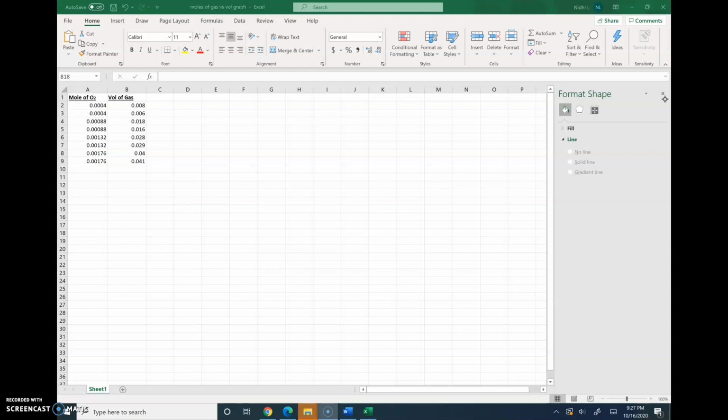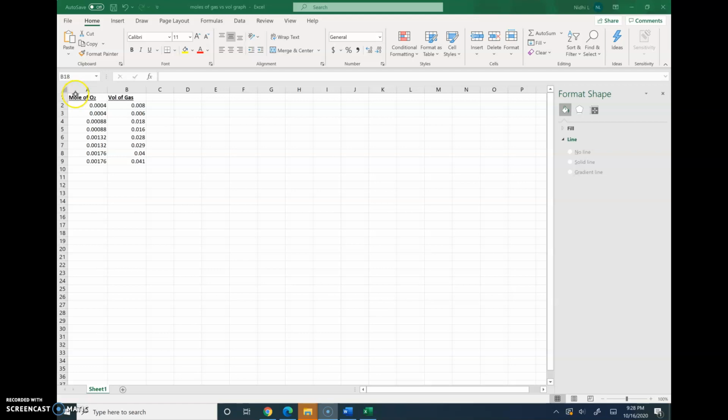Basically, your moles of oxygen is something that you will calculate using the stoichiometry from the moles of peroxide, and those are going to go on the x-axis. And then the volume of gas is something you will measure during the experiment, and you will have it in mL, and you need to convert that into liters. That volume of gas will go on the y-axis.